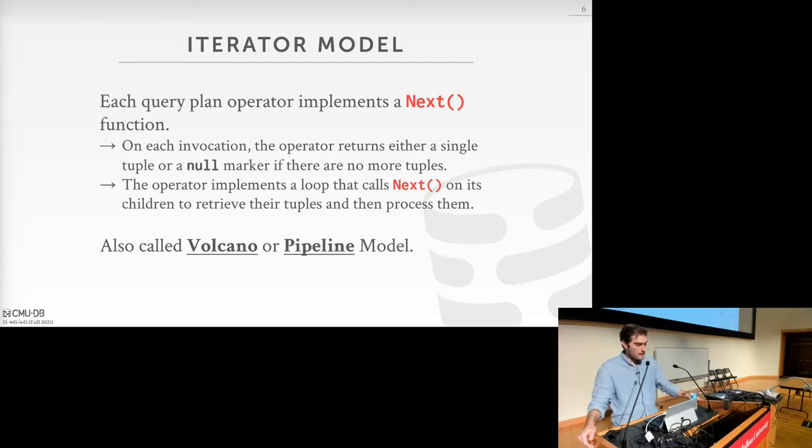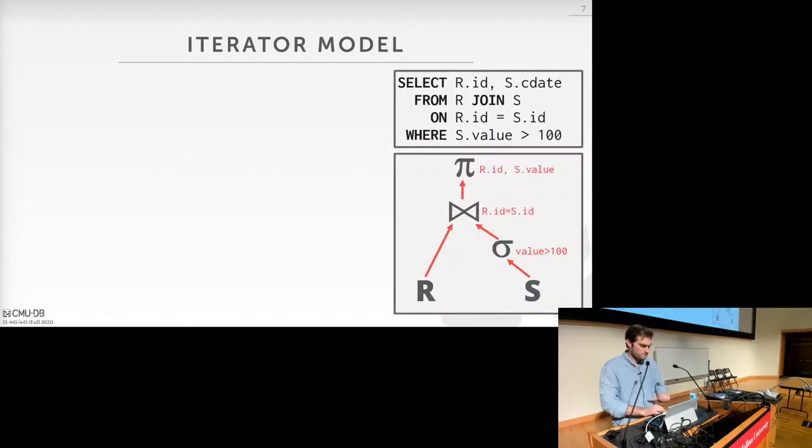So basically this executes in a loop that keeps calling next on the children in the query plan. Remember we have that tree, and each node can potentially have multiple children. So you keep calling next on the children until they return this null marker signifying that they're done. And then your operator can return null to any parent nodes that are calling next on you. We'll see a visual example of how this works.